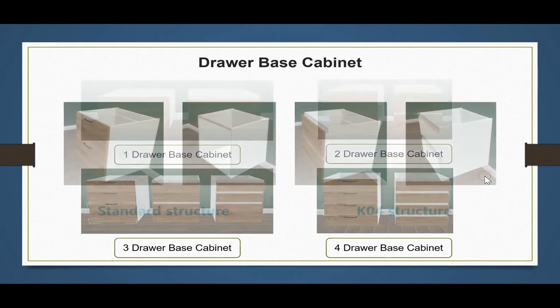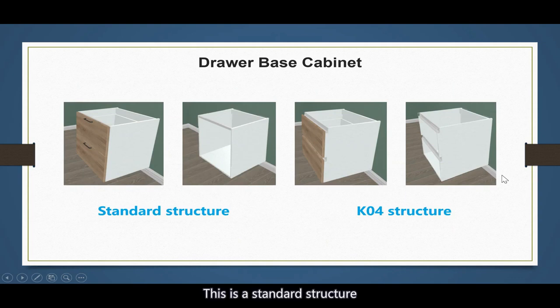Okay, this is the standard structure, a side view of the structure for the drawer base cabinets. As you can see here, the standard structure is the same as a standard door cabinet with no shelves in it. We just remove the shelves, and the other parts stay all the same. And for the KO4 structures here, things don't get much more complex.